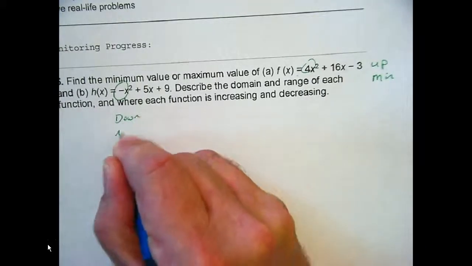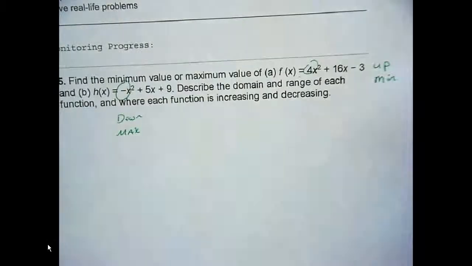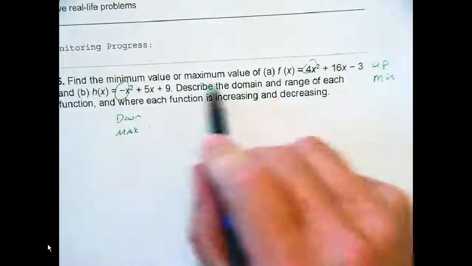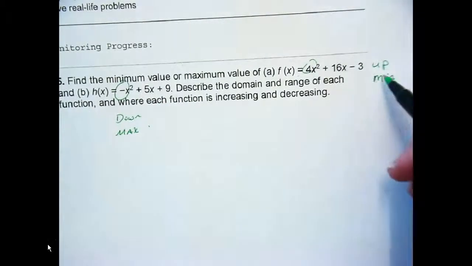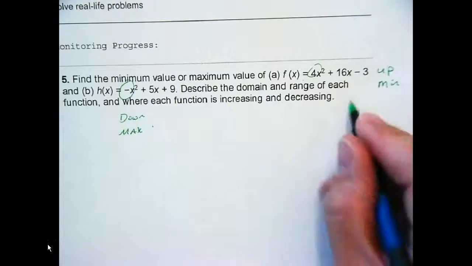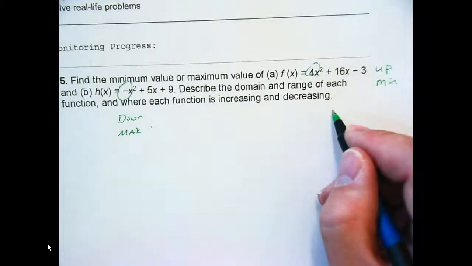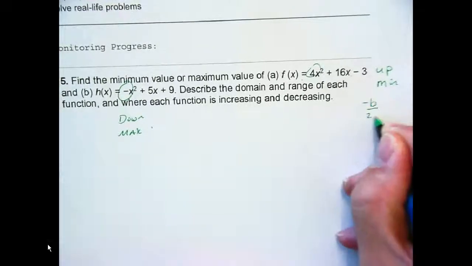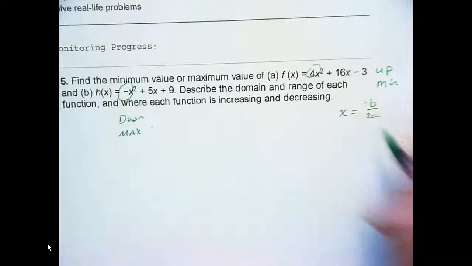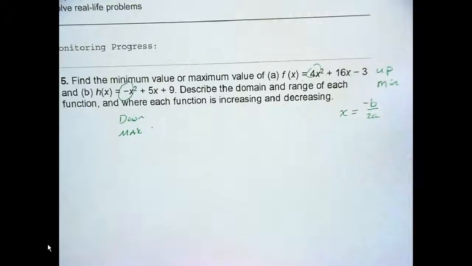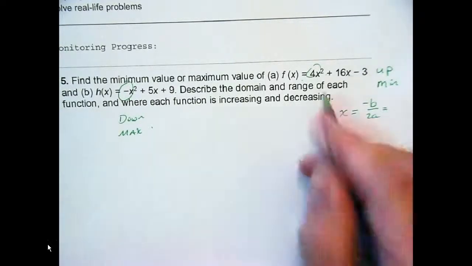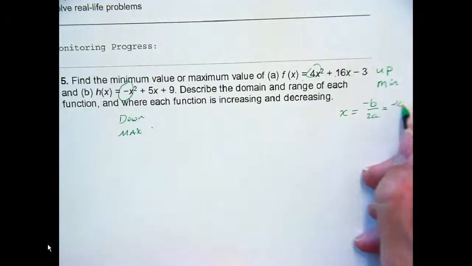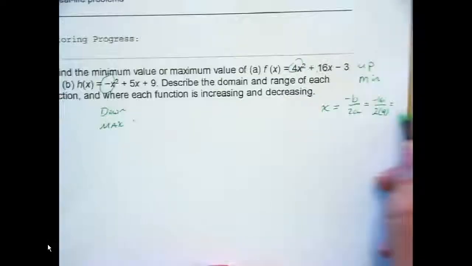All right. So now we have to find what the value is. How do we find the minimum value? Yeah, we have to find the vertex, which means we have to do the opposite of B over 2A to find the x value that we then can plug in to find the y value. So that actually means opposite of B, negative 16 over 2 times 4, or negative 2.